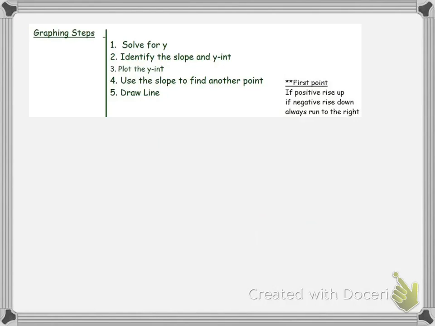But your first step is to solve for y. Then label the slope and the y-intercept. Then we're going to plot the y-intercept first, and then use the slope from that y-intercept to find another point on the line. And then you draw the line.